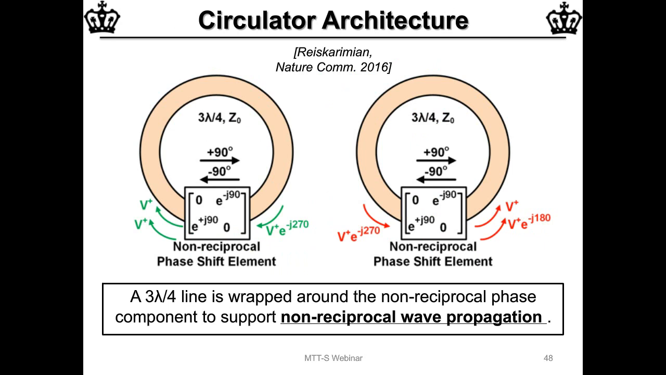pretty much in the same manner as before, where we wrapped a 3 lambda by 4 ring around the gyrator. And so once again, wave propagation is supported in the clockwise direction, but is prevented in the counterclockwise direction. So you again realize a circulator.